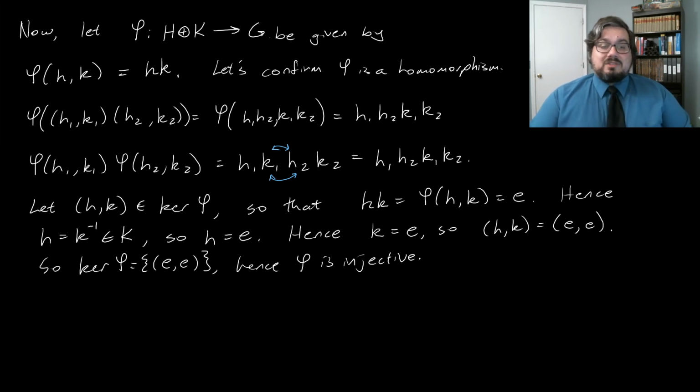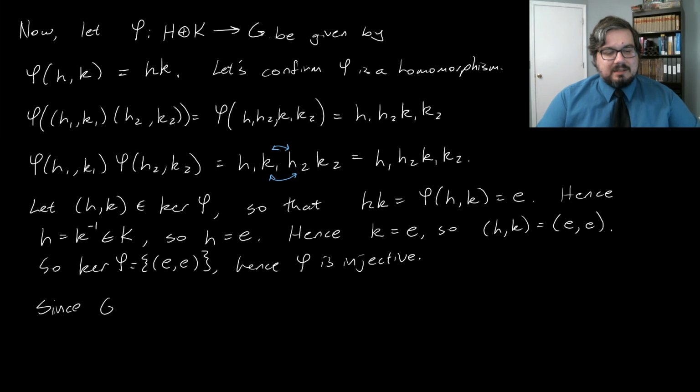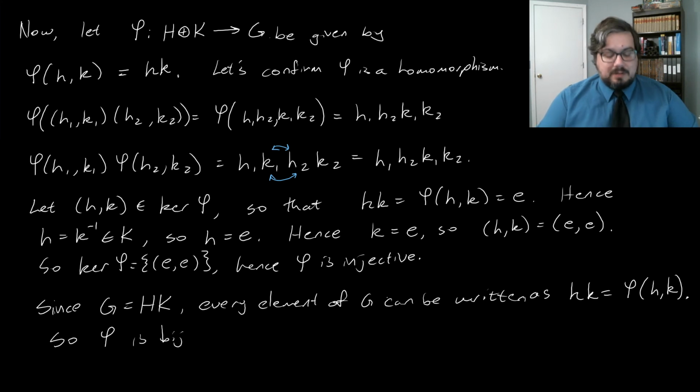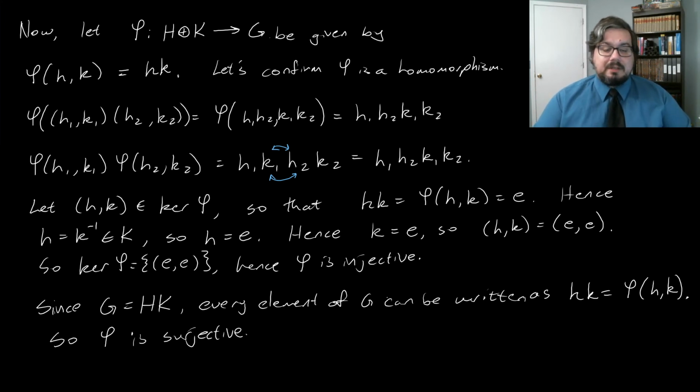Now finally, seeing that phi is surjective was actually part of our hypotheses. Since G is equal to HK, that means that every element of G can be written as h times k, which is just phi of (h, k). So that means that phi is surjective. So we've shown that phi is injective, surjective, and a homomorphism. Hence, phi is an isomorphism, and we're done.